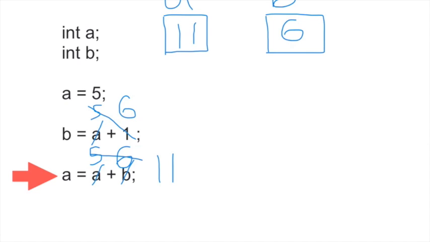So we have executed the program on a piece of paper, or in this case, a drawing of a piece of paper, and done that step by step to determine exactly what would be in the variables a and b at the end of this code.